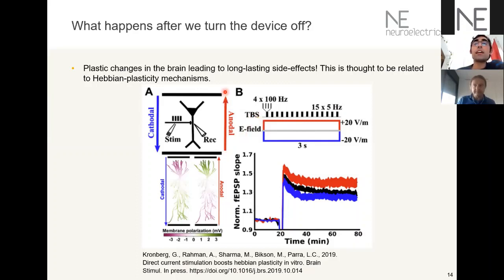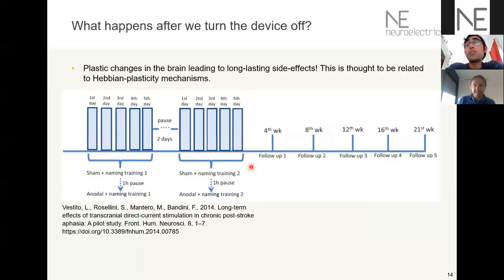In one condition, they had an excitatory electric field being applied in the cell. And in the other one, they had an inhibitory electric field being applied in the cell. What they found was that the responses to this long-term potentiation were boosted in the case of the excitatory electric field, and they were reduced in the case of the inhibitory electric field. So this provides the basis for the application of this technique in most protocols that are available today.